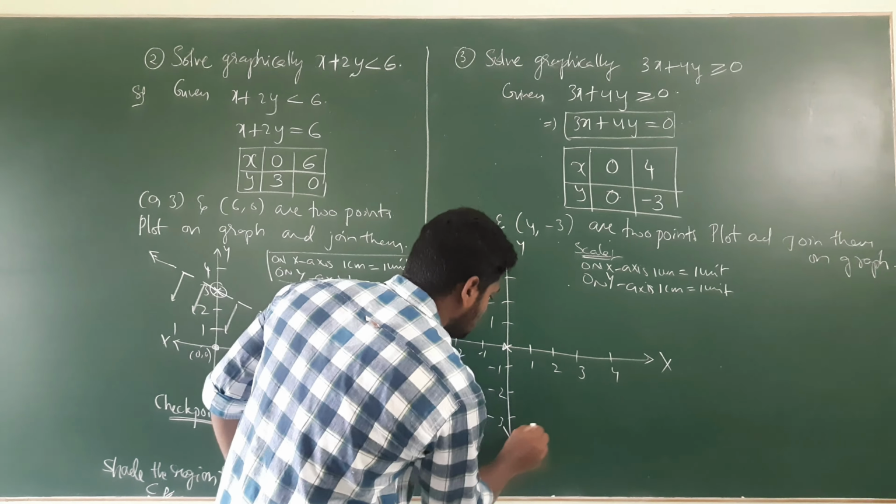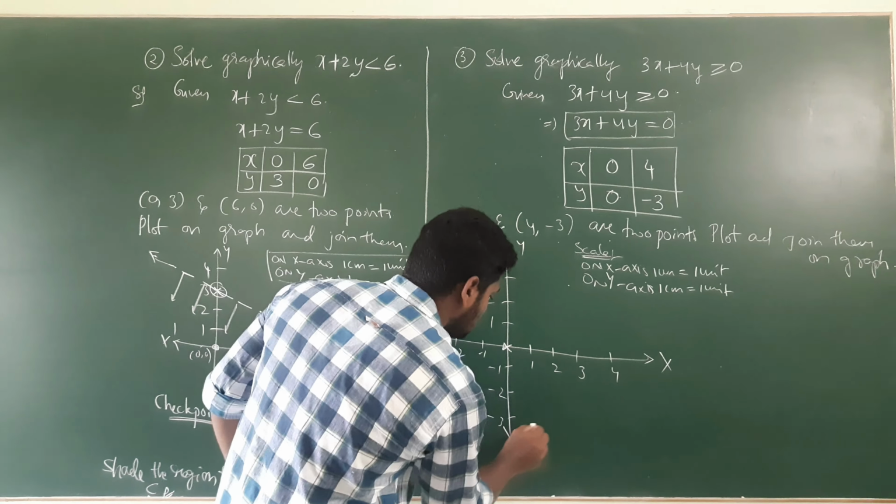Now, is it a dotted line or a dark line? It is a slack inequality, so it is a dark line. What is this line's name? The line name is 3x plus 4y equal to 0. The unit and the line name are compulsory. The line name has the equal sign. Why? Because we got the points from that equation only, not from the inequality.